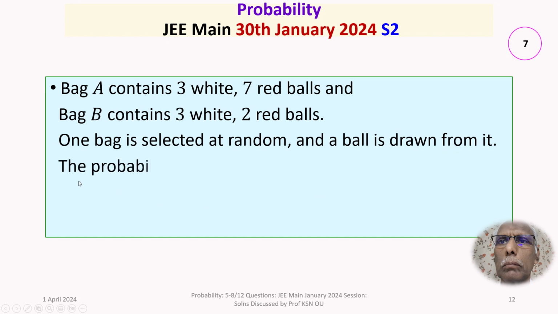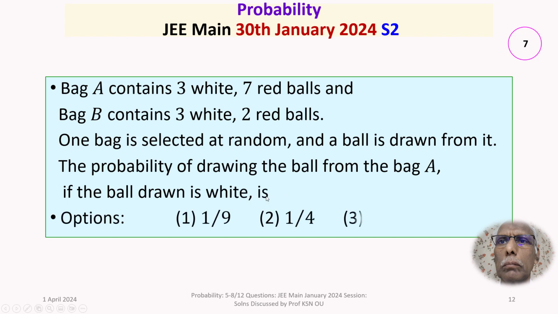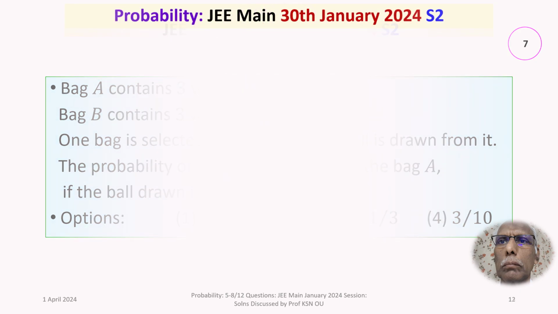The probability of drawing the ball from the bag A, if the ball drawn is white, is asked, and 4 options are given. You have to find the probability of drawing the ball from the bag A if it is given that the ball drawn is white. That's the question. Let's move to the discussion.